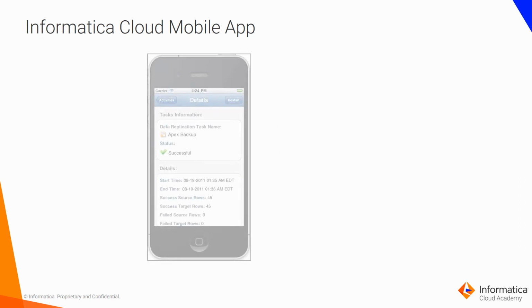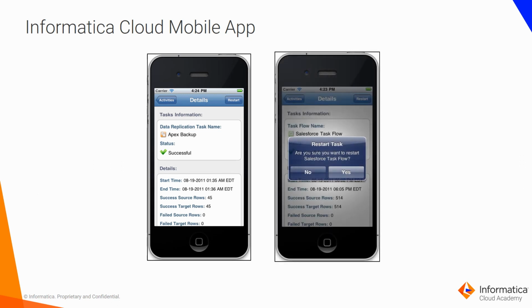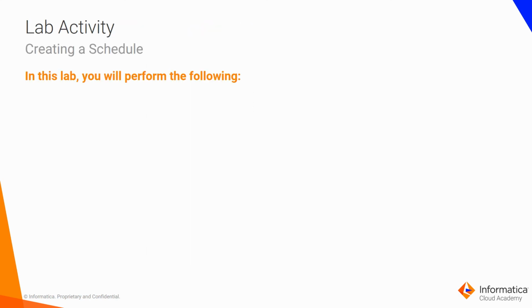So here are some additional screenshots from the iPhone. This is the task details page. You can see the restart button in the upper right corner of the app. The other screenshot shows the confirmation pop-up when you are restarting a task. In the first lab, you will create a schedule. In the second lab, you're going to create a task flow from some of the tasks you created earlier.